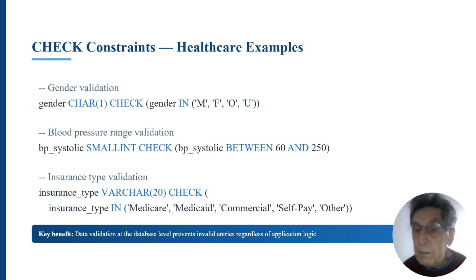Let's look at insurance type. With insurance_type varchar(20) check insurance_type in, and then you have a series of text strings.